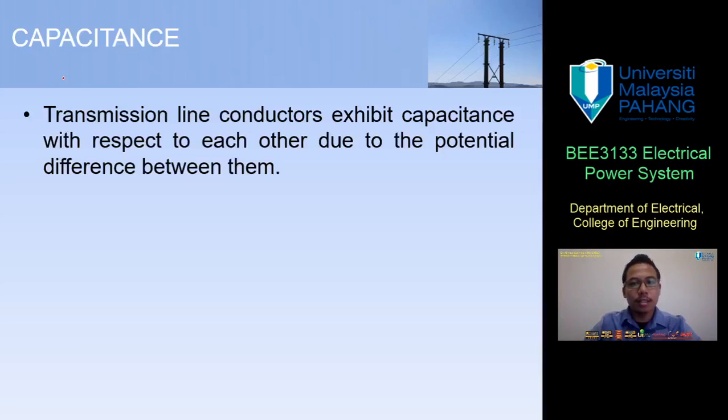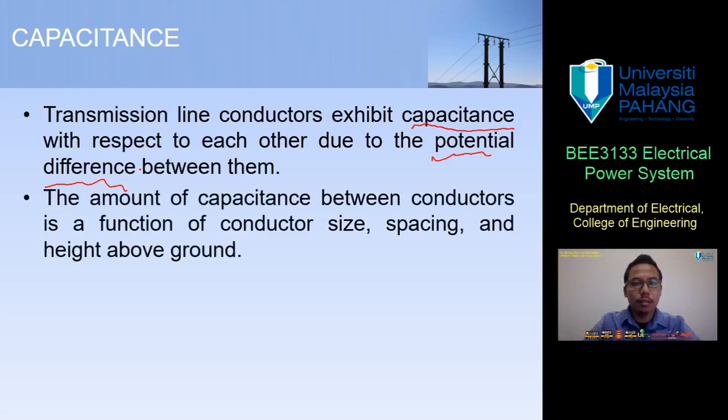So transmission lines, conductors exhibit capacitance also, not only inductance, but another important parameter is capacitance. Capacitance also exists in this transmission line with respect to each other due to the potential difference between them. As soon as there is a potential difference between two conductors, two electrodes or two plates, there must be a capacitance. The capacitance exists by nature.